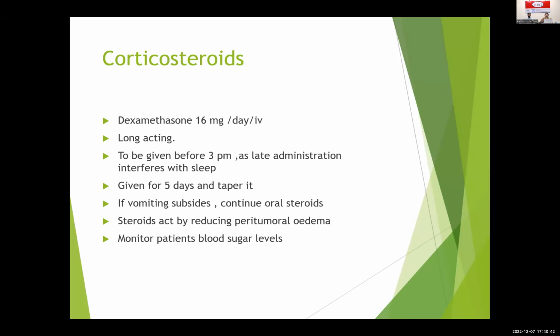Steroids act by reducing the peritumoral edema. This is very important. What the steroid does is, you have an obstruction. It can be the tumor obstructing the lumen. The steroid decreases the edema around this tumor, and there will be some space now. That's how it decreases the peritumoral edema. Here you have to monitor the blood sugar levels of this patient. Of course, steroids can increase the blood sugar. So monitor the patient's blood sugar and adjust with insulin if required.